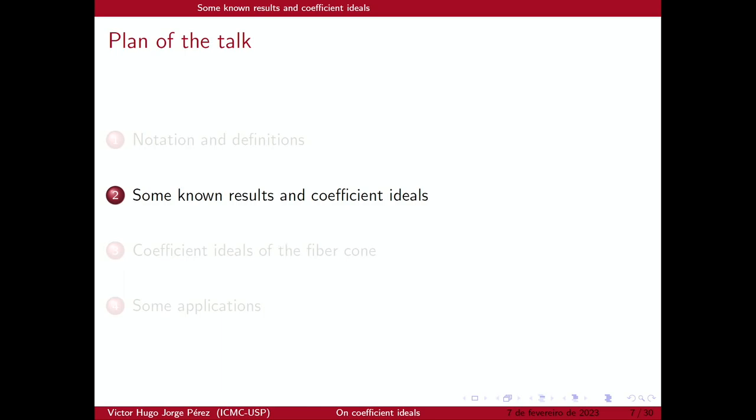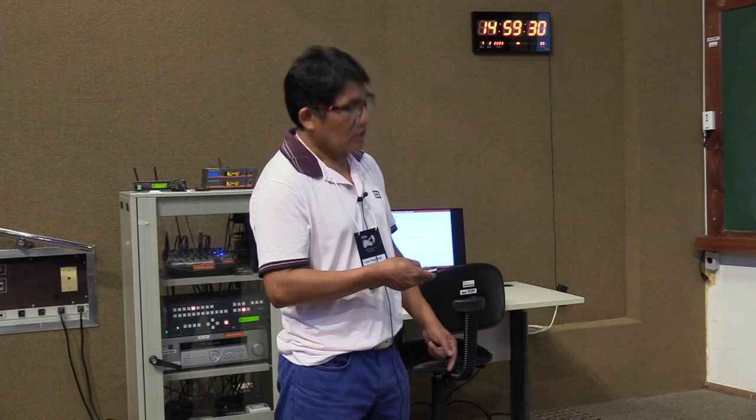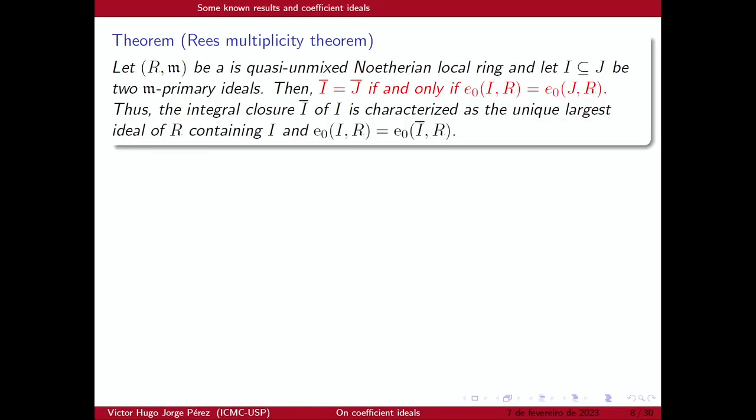In my section two, I talk about some results using these definitions. We know the famous theorem, Rees's multiplicity theorem. This theorem tells us: take R a Noetherian local ring, quasi-unmixed. Quasi-unmixed Noetherian local ring means its completion is equidimensional. Take two ideals, I m-primary, with J contained in I. This equality holds if and only if the Hilbert-Samuel multiplicities are equal.